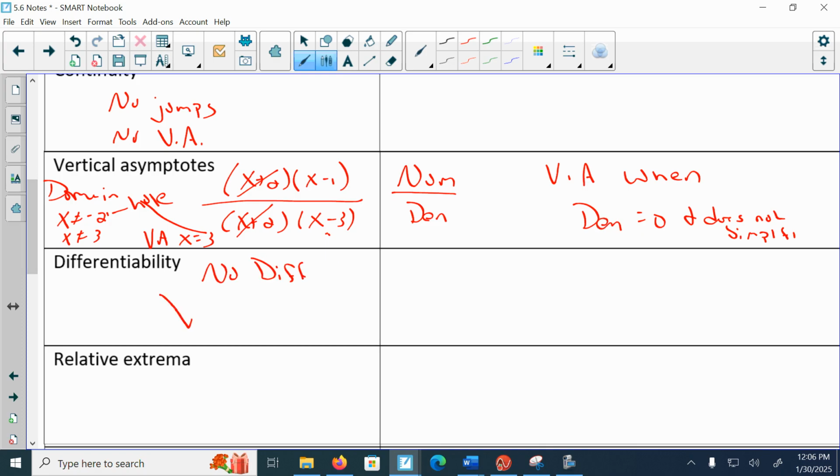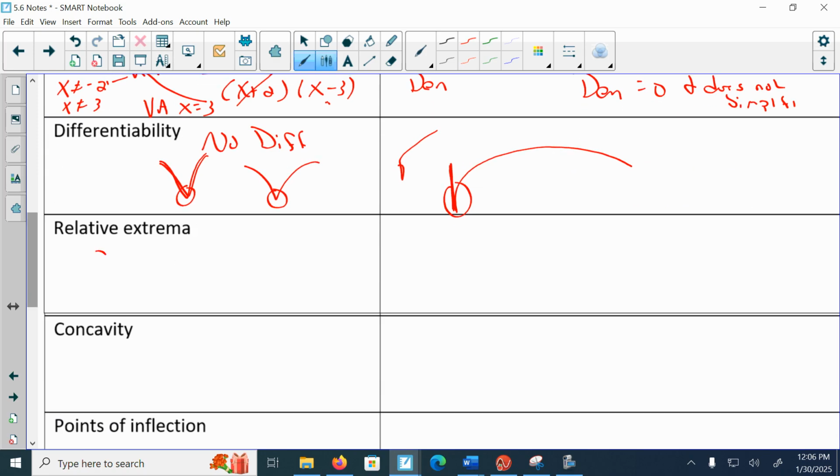You have no derivative when you have something like the absolute value, or that sharp corner; there's no derivative at that point. Also, if you have a square root, when you start the function, it'll go something like this, and at this place here you actually have a vertical tangent line. It's not differentiable there. Okay, relative extrema, that's when my first derivative is equal to 0.